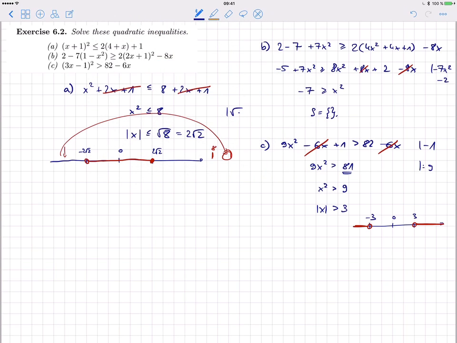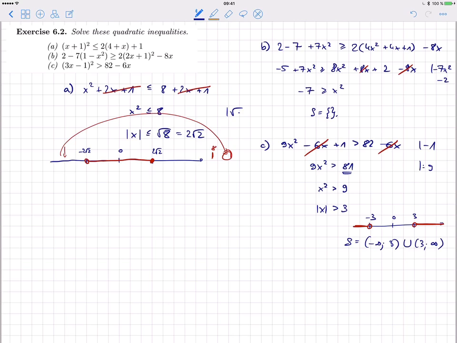We've learned how to write this. The set of solutions is the interval from minus infinity to minus 3, excluded, in union with the interval starting at 3, excluded, up to infinity.